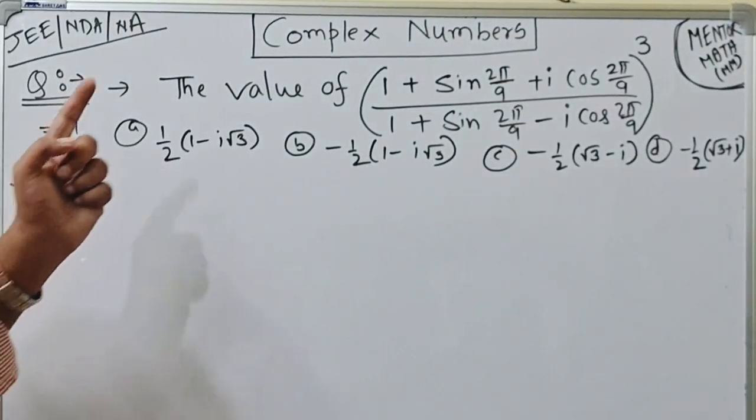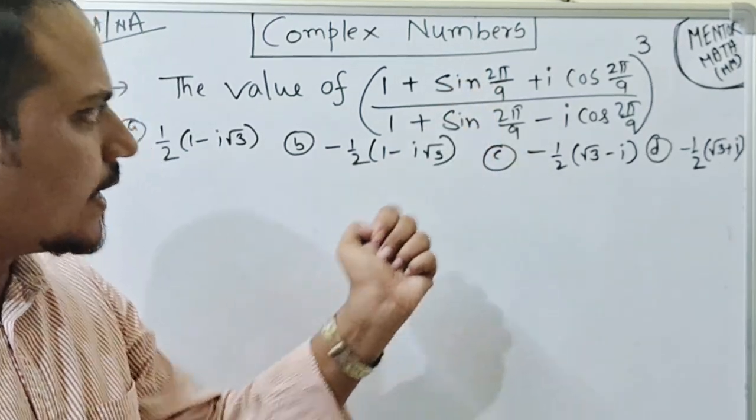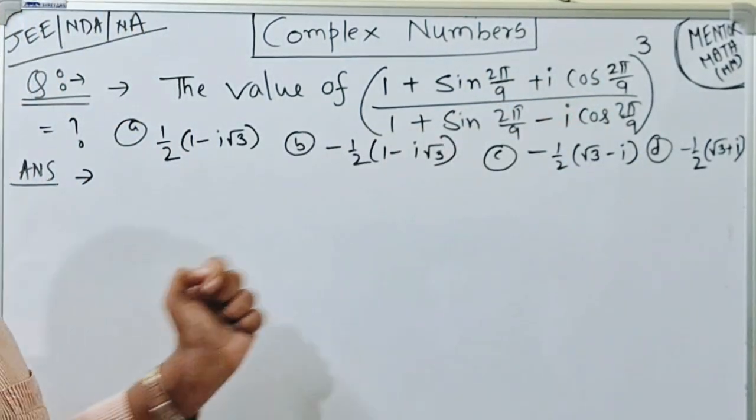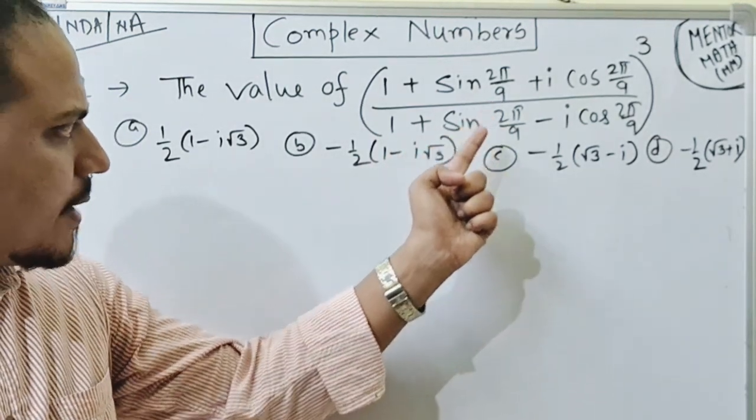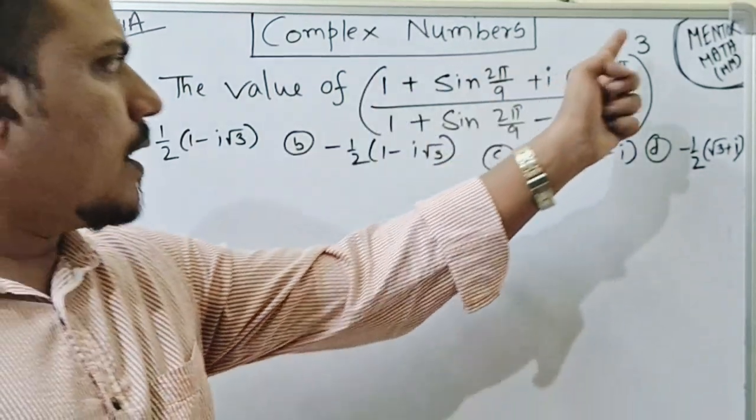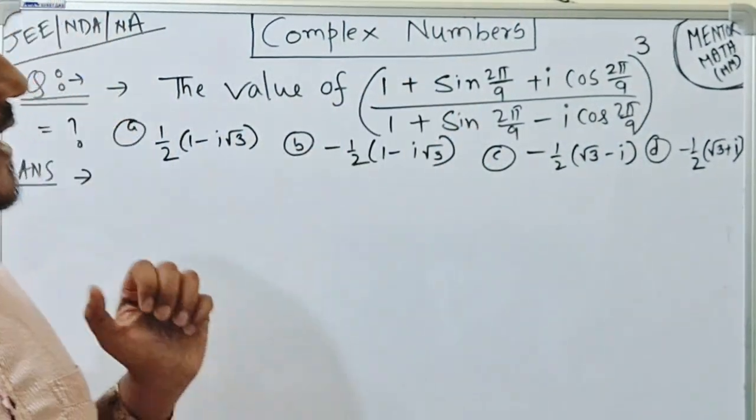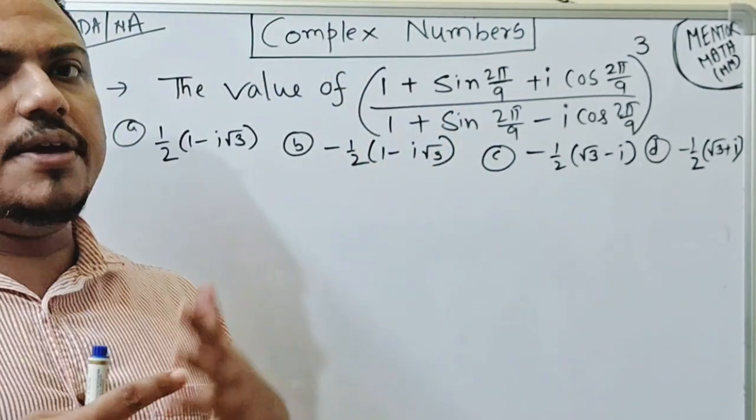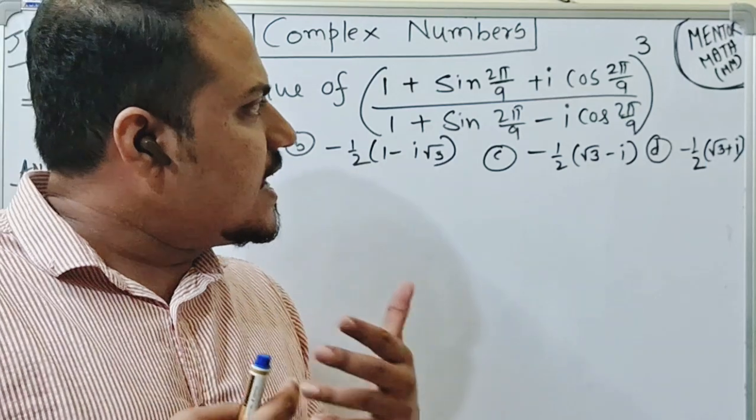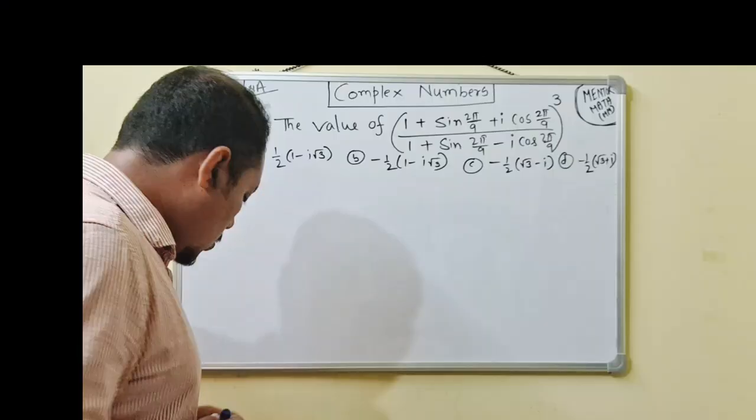So the question is: the value of (1 + sin 2π/9 + i cos 2π/9) divided by (1 + sin 2π/9 − i cos 2π/9), the whole to the power 3. So you have to find the value of that expression, and this expression is basically in de Moivre's form. Basically you can solve it by de Moivre's theorem also. Okay, so let's start. So how do we have to solve?